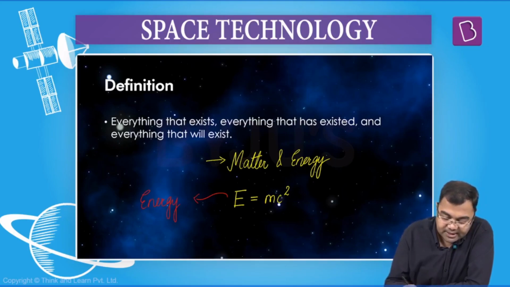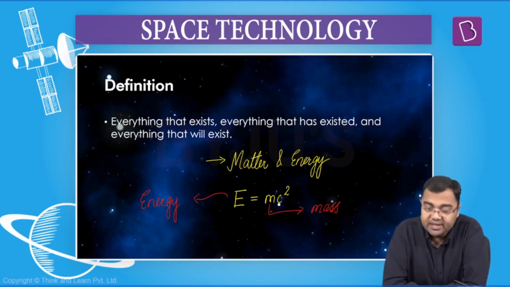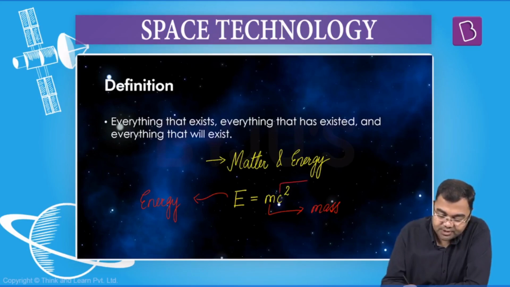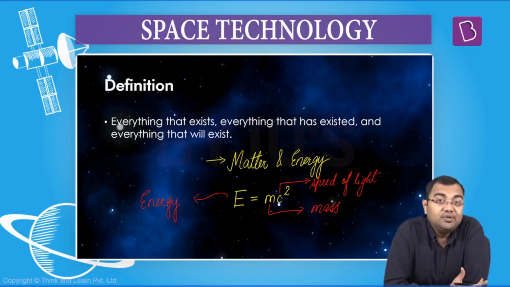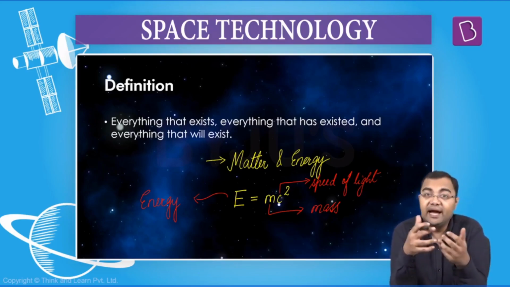E stands for energy and m stands for mass. And when it comes to c, c is the speed of light. So this is how he had established a relation between energy and mass.